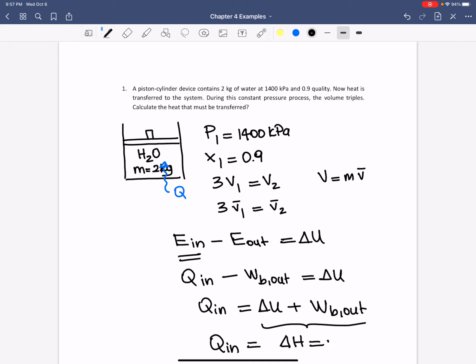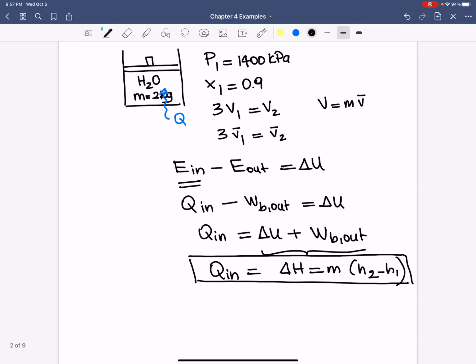So this means Q in equals m times (H2 minus H1). So this is your energy balance, all right? And I can use this to calculate the heat interaction. Do I know the mass? Yes. So if I want to calculate the heat, I need to figure out what H2 and H1 are.